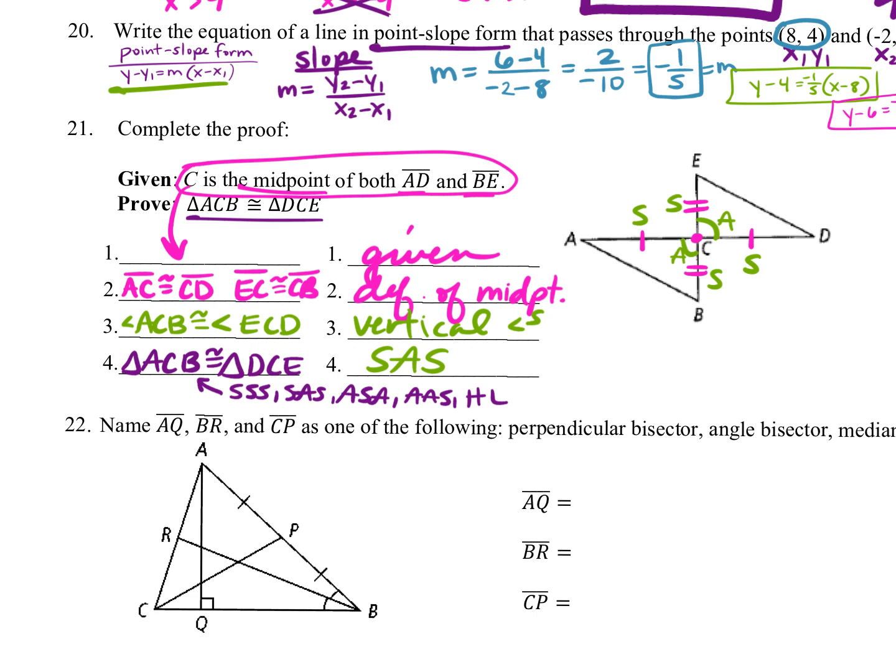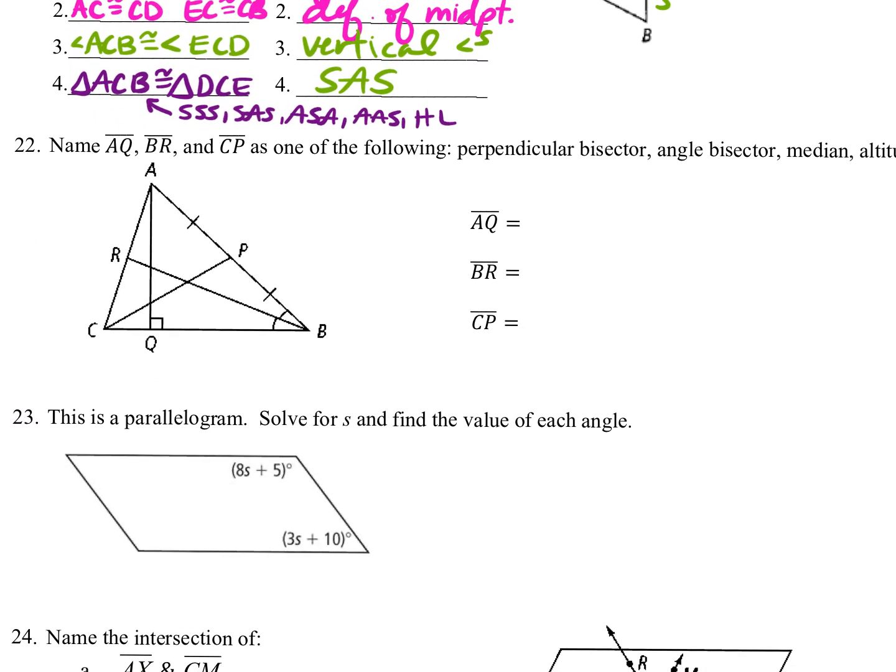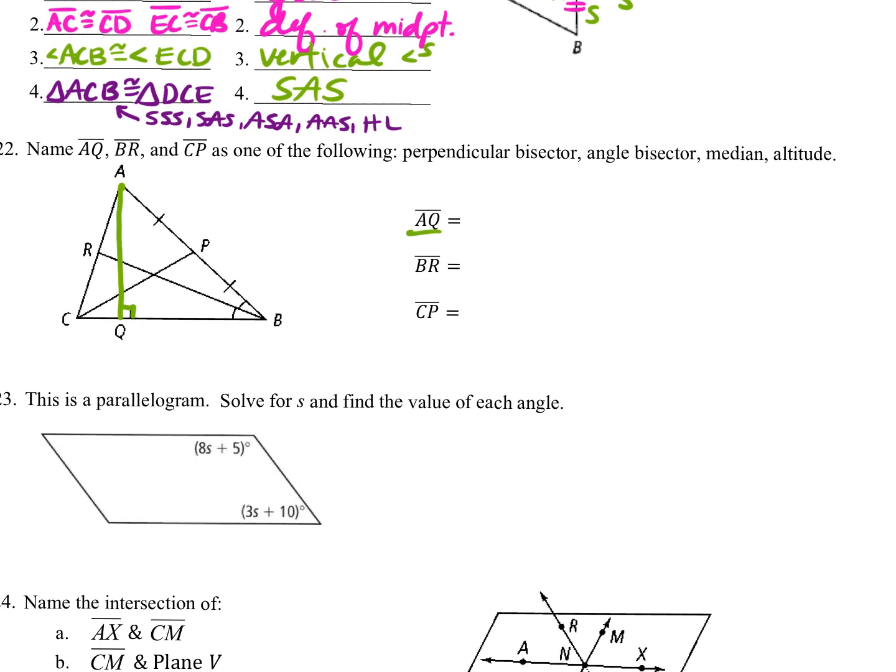All right. Then they give you this picture and it says name these three segments as one of the points of concurrency that we talked about. So AQ goes through a vertex and it's perpendicular. Is that perpendicular bisector, angle bisector, median, or altitude? When it's perpendicular, it's going to be one of these two, an altitude or a perpendicular bisector. This one, because it goes through a vertex, it's not bisecting the opposite side here. It's obviously not in the middle. Altitudes don't need to be in the middle. So this one is an altitude.